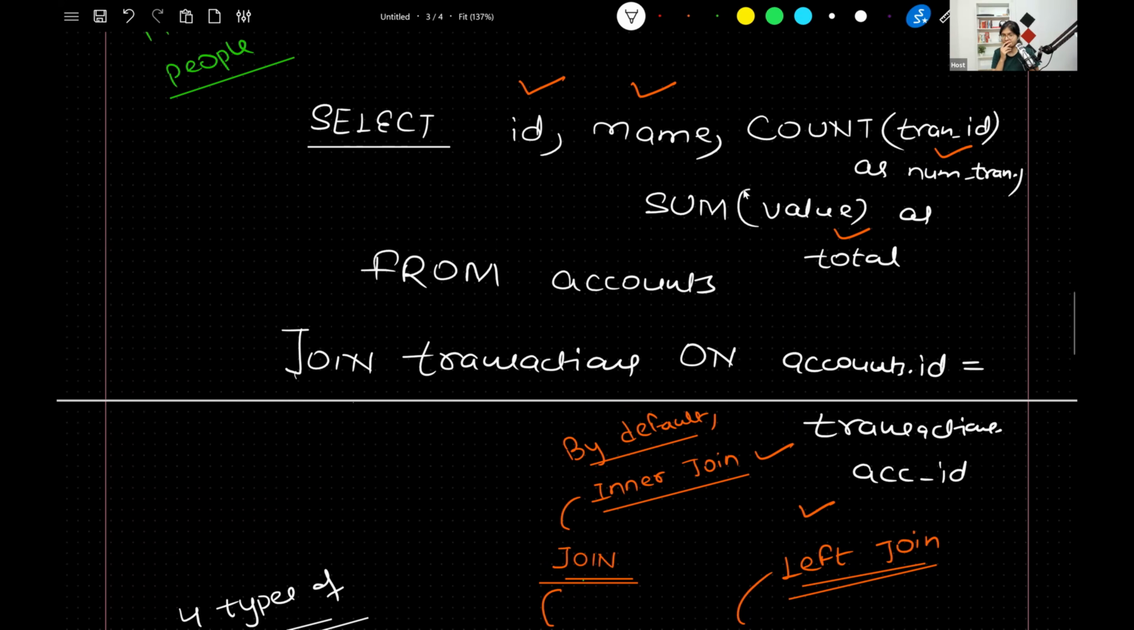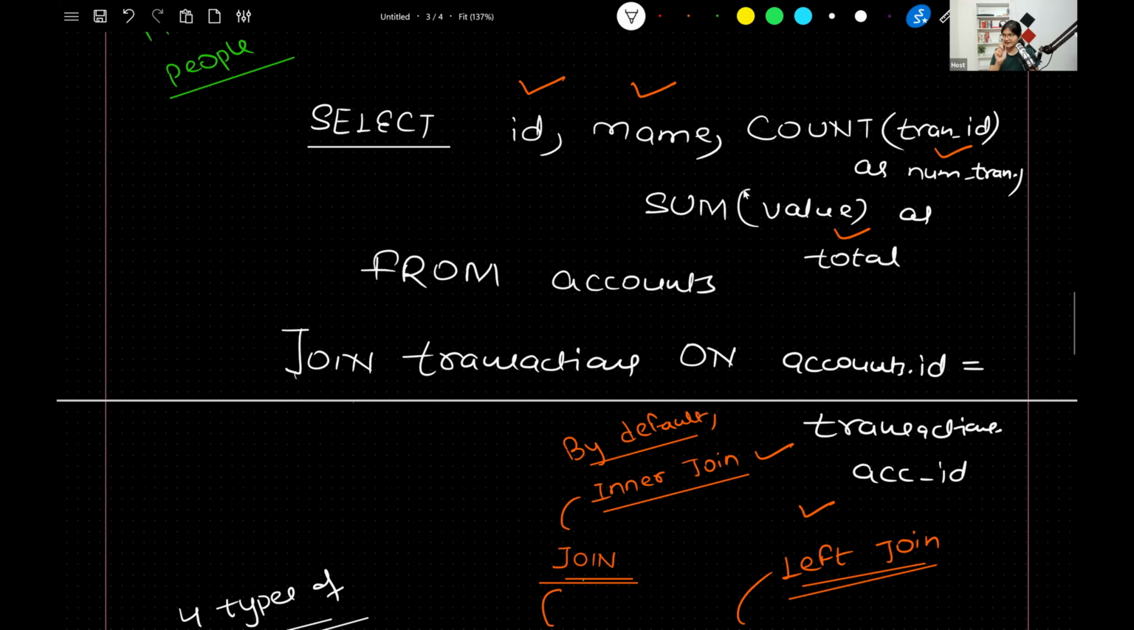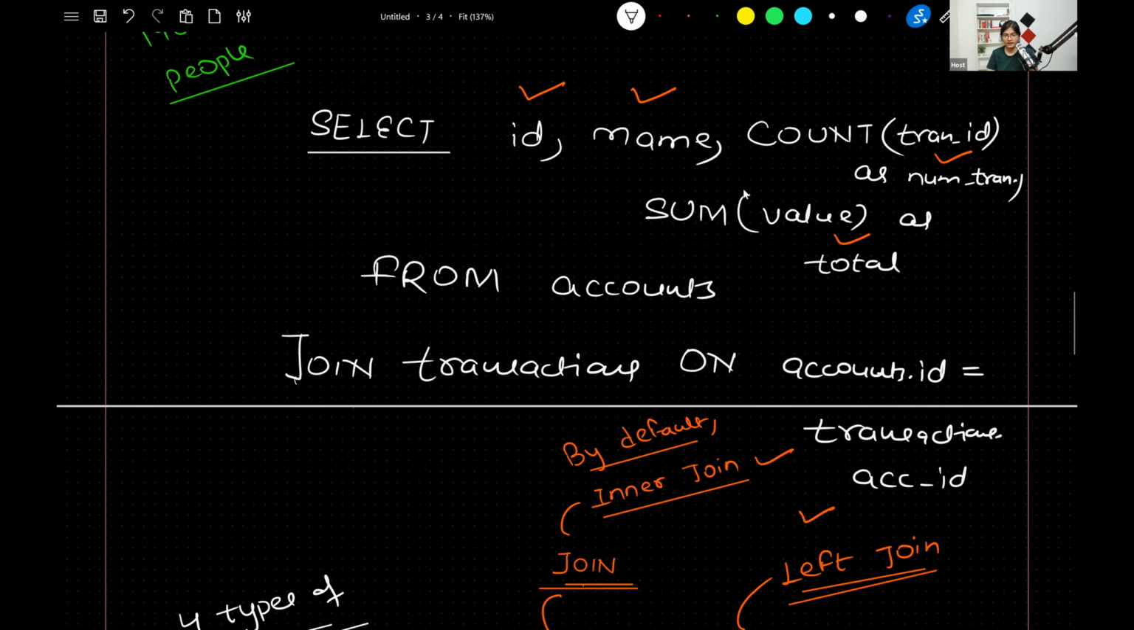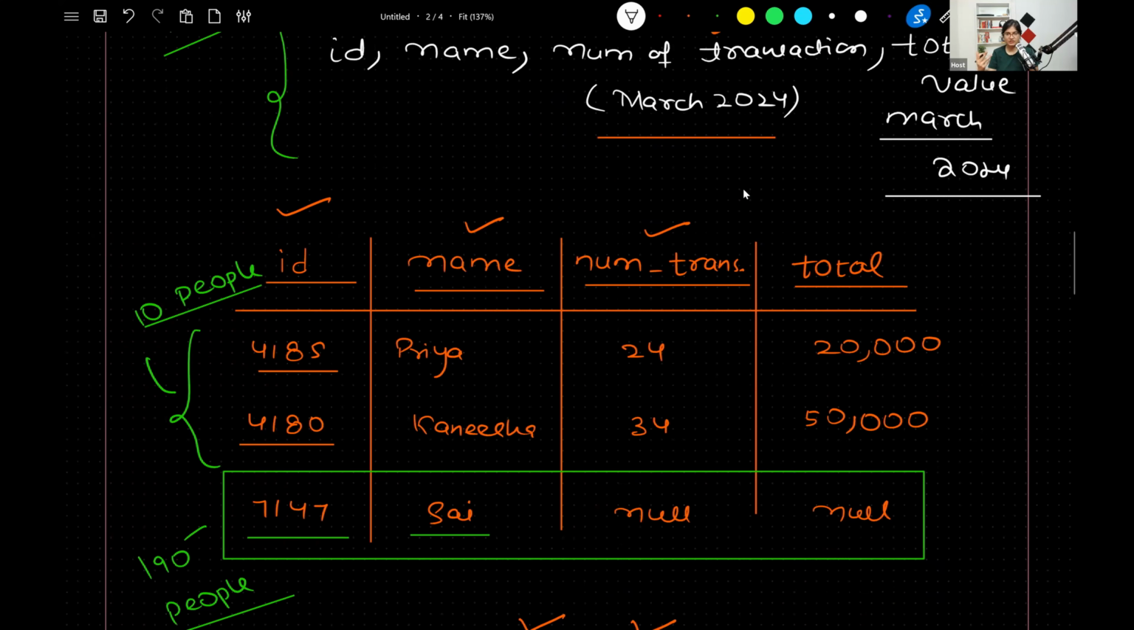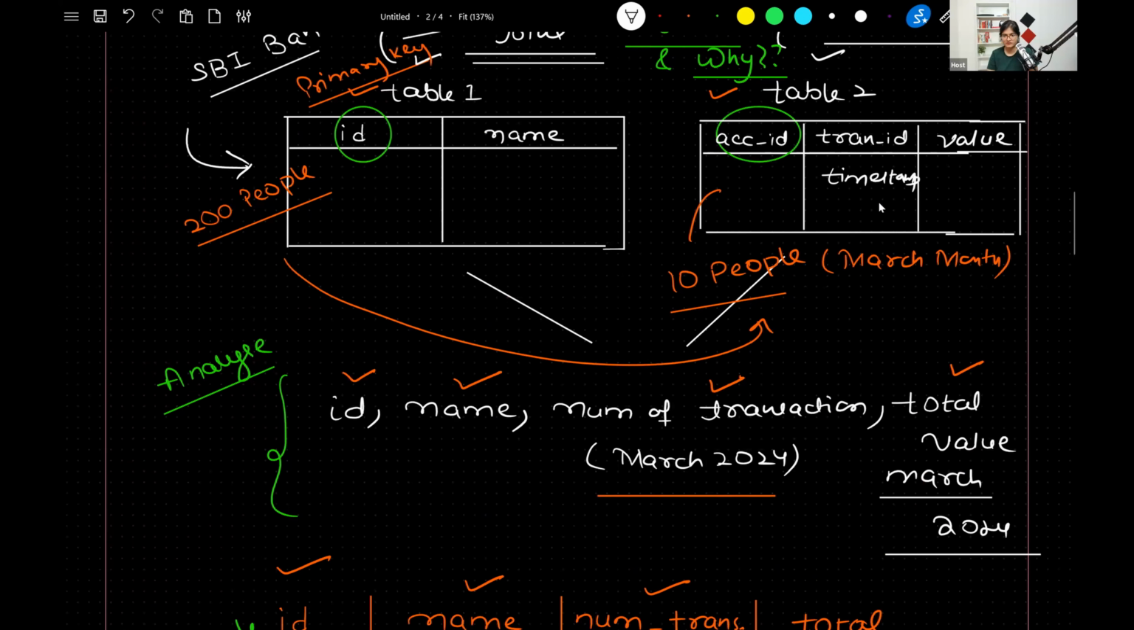On top of transaction ID, we need to find the pattern of March 2024. Correct. That's an important point to understand. We may have multiple transactions in what we call the detailed statement. We are looking specifically for the March month, correct? March 2024. Yes. So the timestamp is given to us.